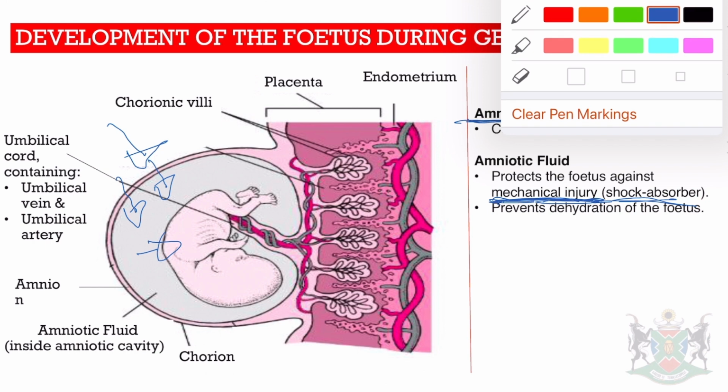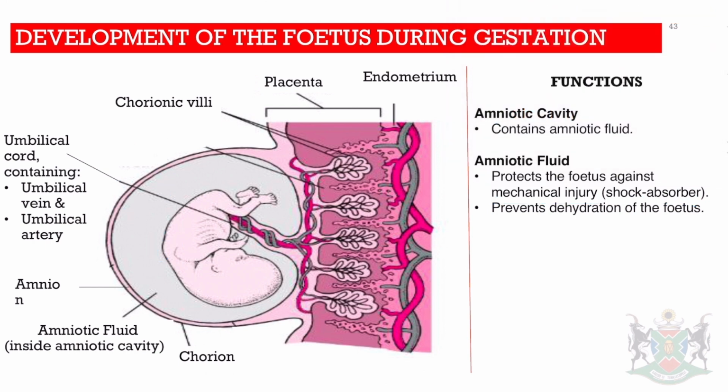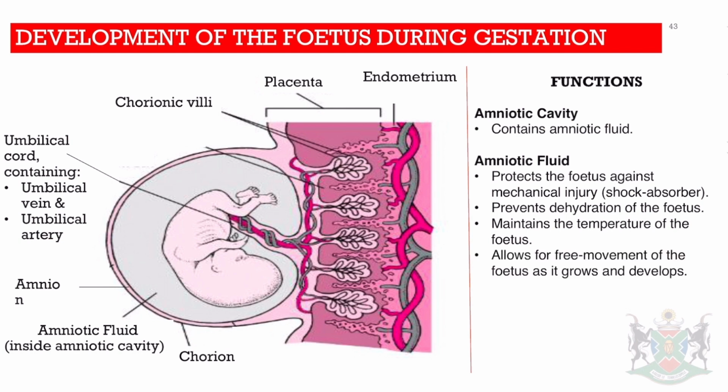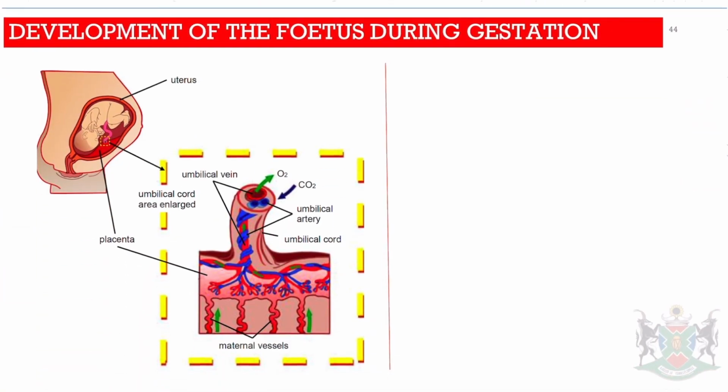Right? And then, because it's a fluid, it's watery, it prevents dehydration of the fetus. Remember, there's a lot of chemical reactions that are happening in the development of the baby, and we know that chemical reactions cannot happen in a dry environment. They require a solvent, which is water. It maintains the temperature of the fetus, and then allows for free movement of the fetus as it grows and develops.